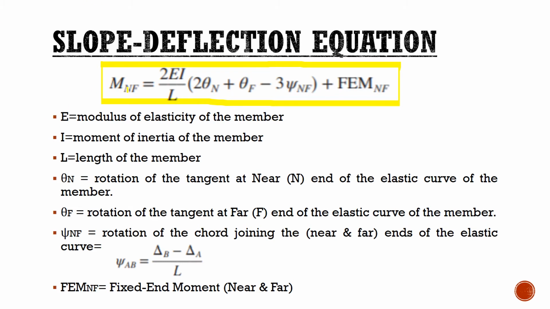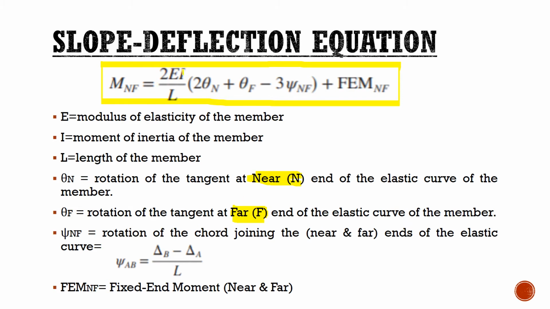So M and F: what M and F mean is the moment at the near and far ends. N is denoted as near, and F is far. I will explain that later in the example. Basically, it is a moment.